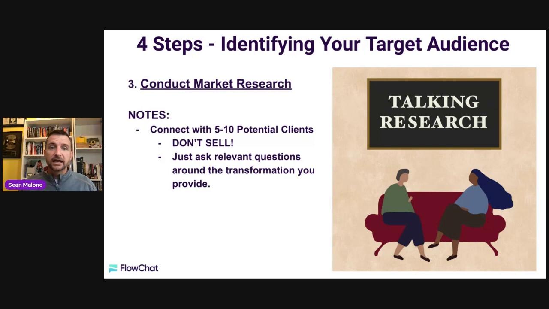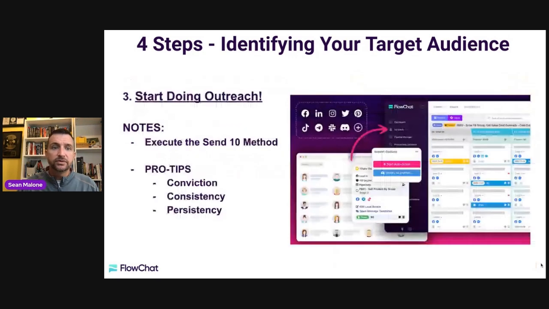Once the marketing research results have come back and you're like, okay, yes, my transformation is right. My unique proposition is good. My audience is the right people. And we've done the marketing research. The next thing and the last thing to do, very simply here, is to just start doing the outreach, right?